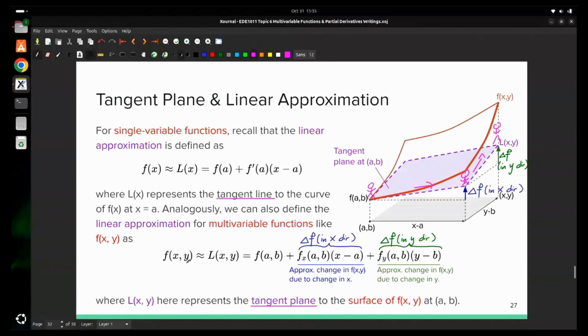Any questions? So if I have a z variable, then plus one more, plus f sub z times a step in the z direction. So that's the linear approximation for a function of three variables. Okay? So you just keep on adding, that's all, if you have more variables. So that's the crux of the linear approximation. And why is it that we need to understand this? Okay, first of all, any questions with this or not?